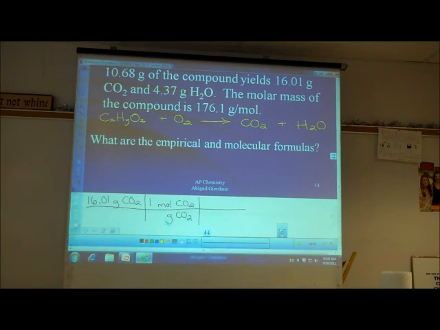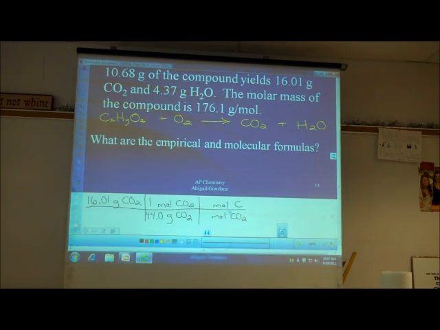One step at a time. Where is this number coming from? Periodic table, what is the molar mass of CO2? Okay, 44. But I can't stop here. I don't want moles of CO2, I want moles of C, but I can get there like this.